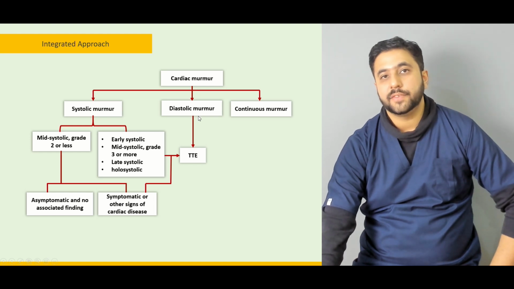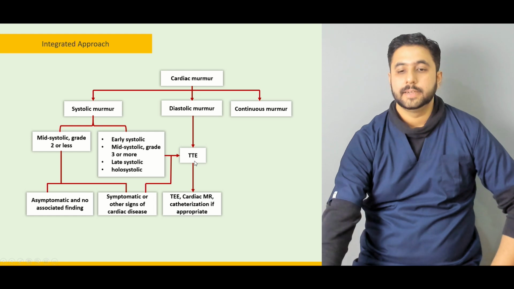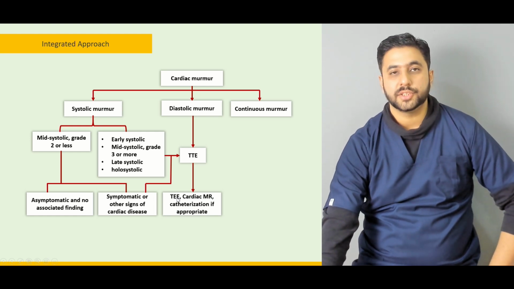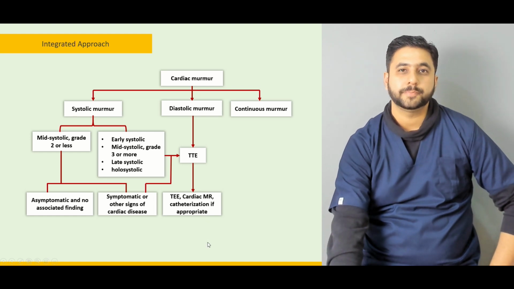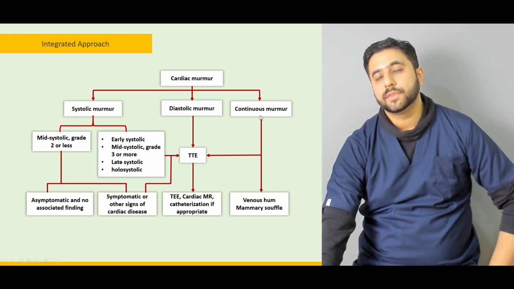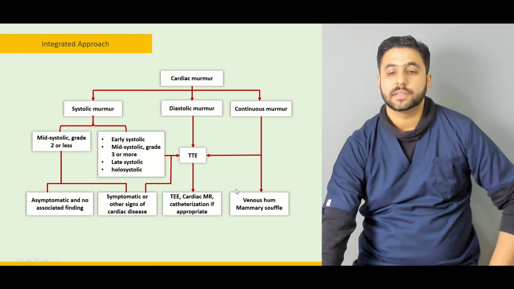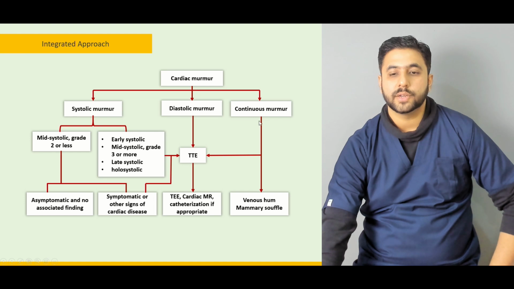Let's go to the other side. If we find a diastolic murmur, for example, a murmur of mitral stenosis in a patient, we do a transthoracic echocardiogram. All the diastolic murmurs are indications of a transthoracic echocardiogram. The other alternatives are the transesophageal echocardiogram, the cardiac MRI, or catheterization if there are symptoms of ischemic heart disease. Now let's look at the continuous murmur, for example, the murmur of patent ductus arteriosus. That is an indication of a transthoracic echocardiogram.